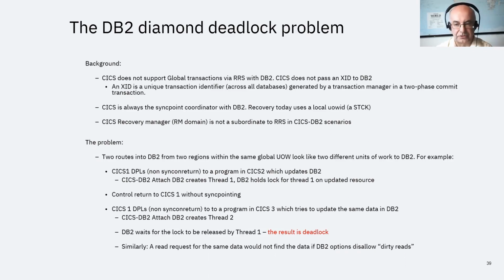DB2 doesn't know that. It just sees 2 threads. And so it will lock one thread out from the other because it's not aware that they're both part of the same unit of work. And so you'll deadlock yourself if you try and update the same data. Or, for example, if one CICS region tries to read the data that was being written by the other CICS region, it won't find it. So that's the diamond deadlock problem.